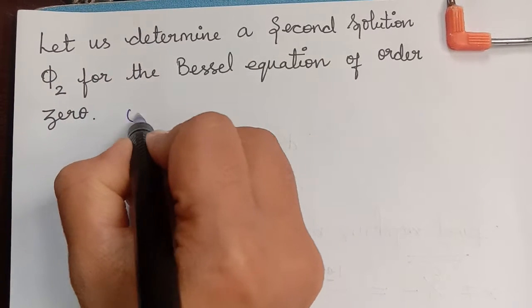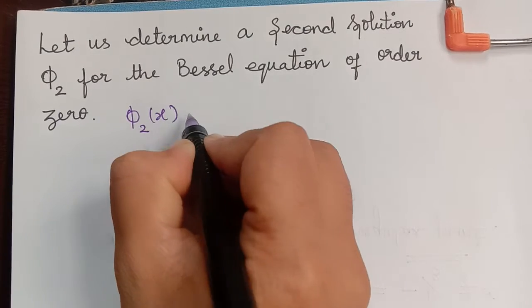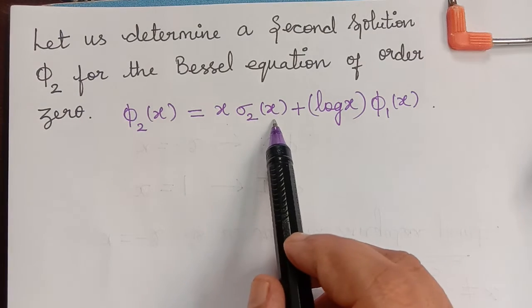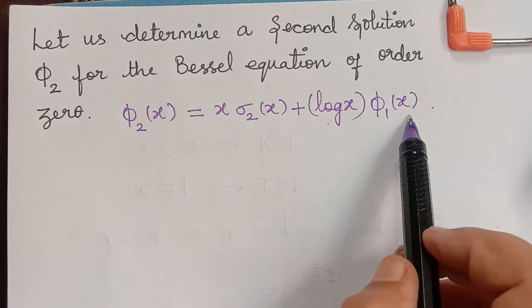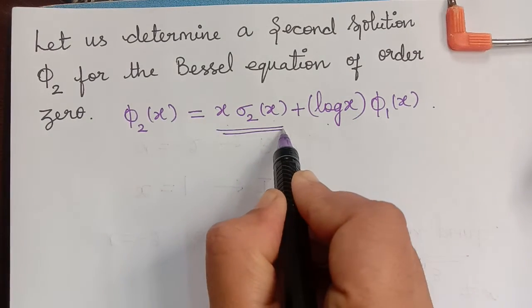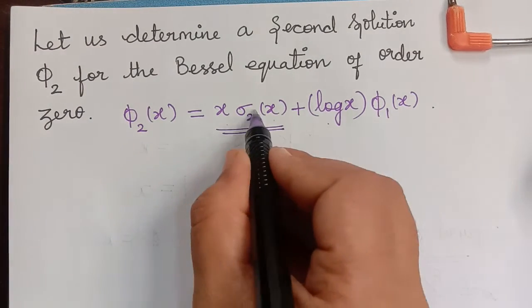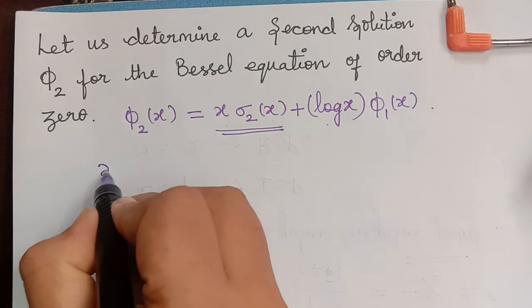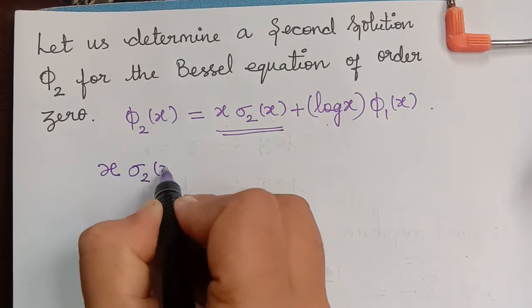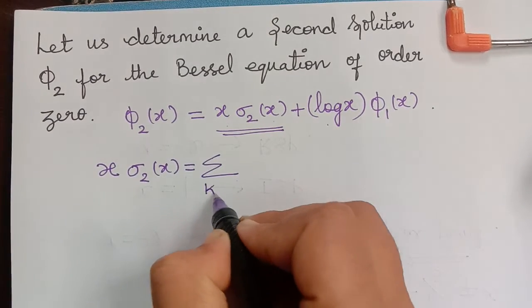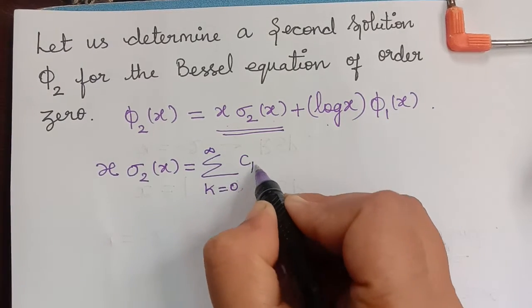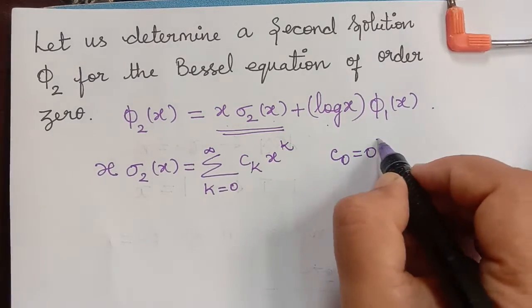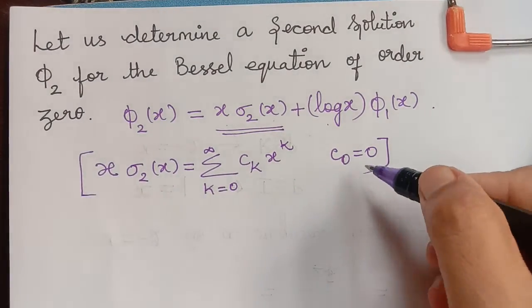From equation 1, what do we have phi 2 of x to be equal to? We had phi 2 of x equal to x sigma 2 of x plus log x phi 1 of x. Now sigma 2 has a power series expansion, and multiplying it by x, we take x sigma 2 of x to be equal to summation k equal to 0 to infinity ck x to the power k, and hence c naught will be equal to 0. We have already seen all this, so I'm just refreshing it for you.